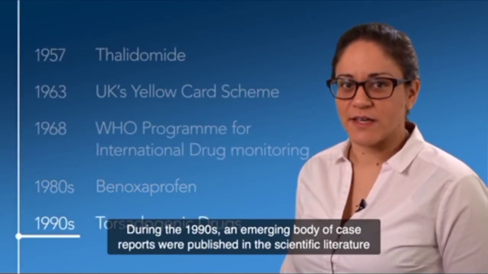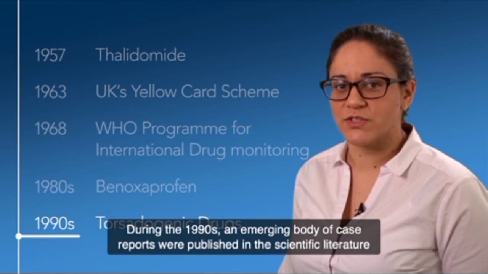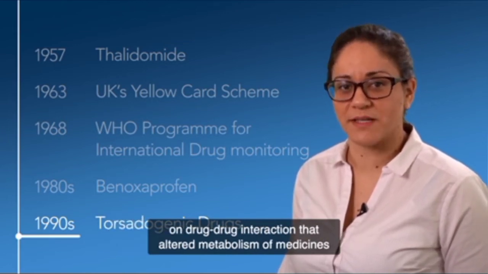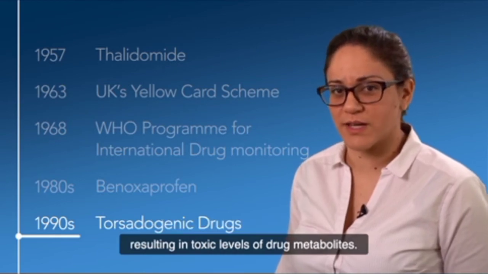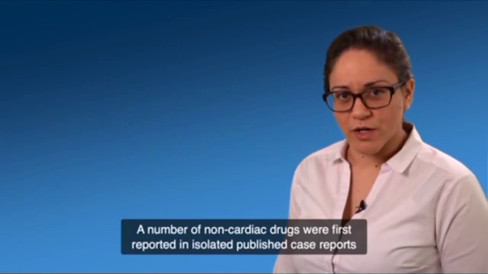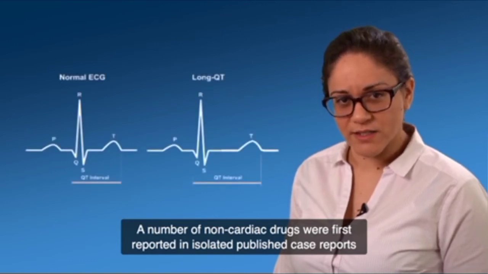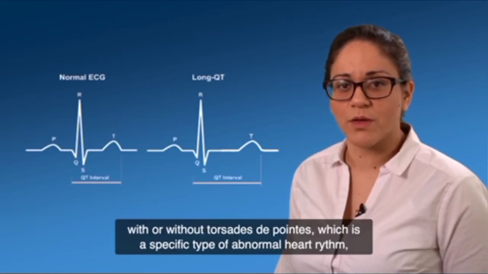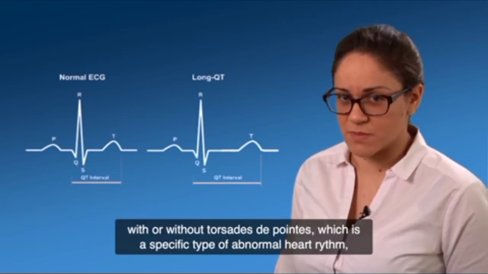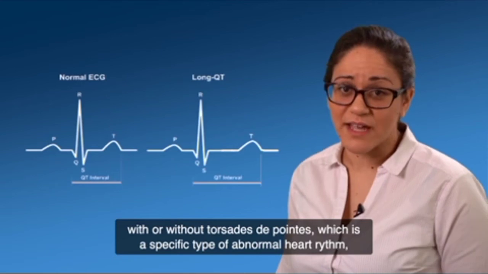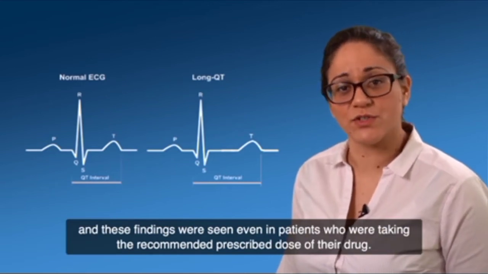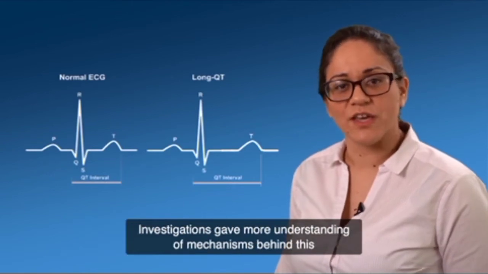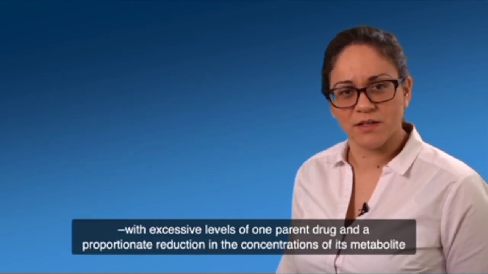During the 1990s, an emerging body of case reports were published in the scientific literature on drug-drug interactions that altered metabolism of medicines, resulting in toxic levels of drug metabolites. A number of non-cardiac drugs were first reported in isolated published case reports to prolong the QT interval of the electrocardiogram with or without torsade de pointes, which is a specific type of abnormal heart rhythm. And these findings were seen even in patients who were taking the recommended prescribed dose of their drug. Investigations gave more understanding of mechanisms behind this.